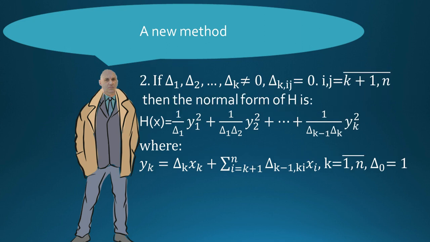2. If Delta 1, Delta 2, ..., Delta k are different from 0, and Delta k,ij equals 0, then the normal form of h is h(x) = 1/Delta1 y1² + 1/(Delta1 Delta2) y2² + ... + 1/(Delta k-1 Delta k) yk², where yk = Delta k xk + sum of Delta k-1,ki xi.